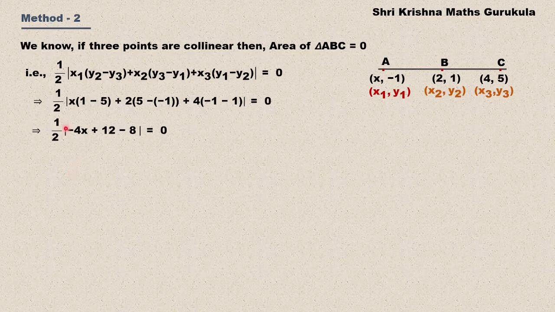So on simplification you get half into modulus of minus 4x plus 4 equal to 0. Now this half, when you cross multiply, that 2 becomes 0 on the other side. So it is modulus of minus 4x plus 4 equal to 0.